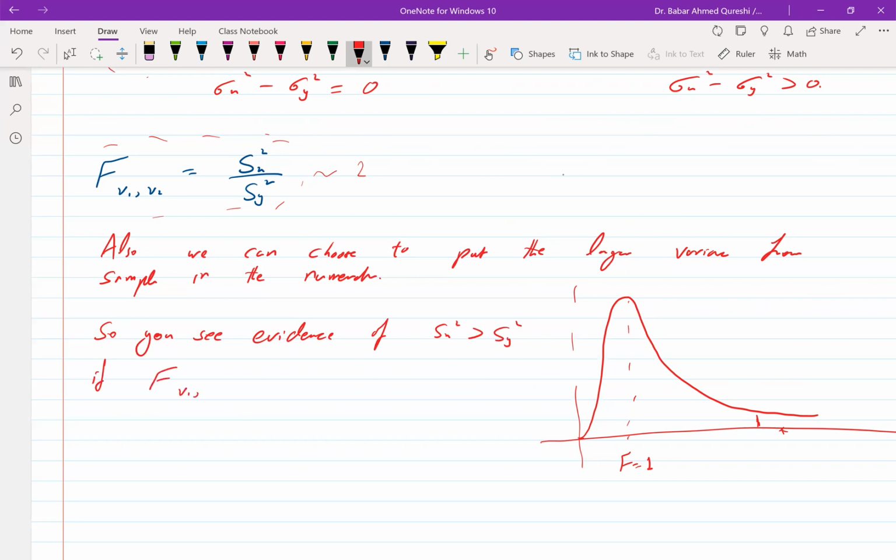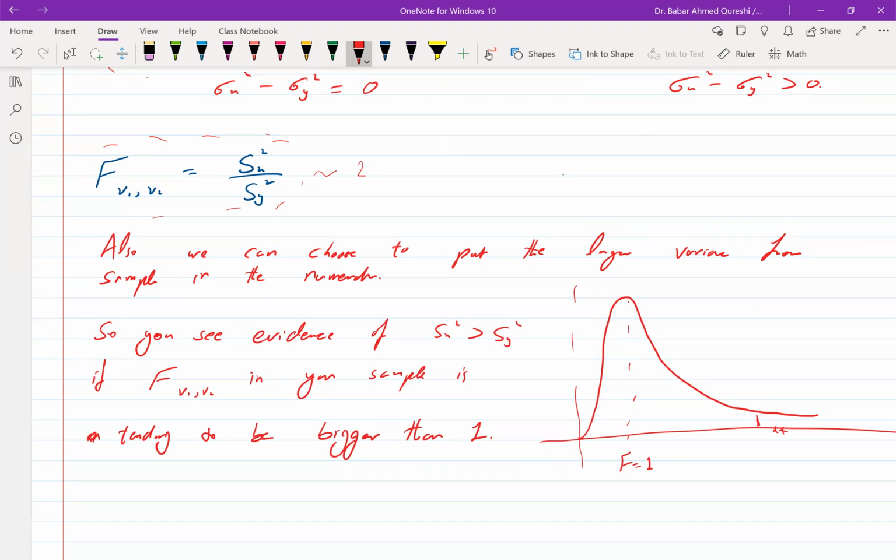If F with nu1 and nu2 in your sample is much bigger than 1, tending to be bigger than 1, all you want to do is compute the probability of how probable it was to get this big a value for F. And that you can compare with your significance level. If the chance of that happening was very small, then you are going to reject the null hypothesis that they are equal.